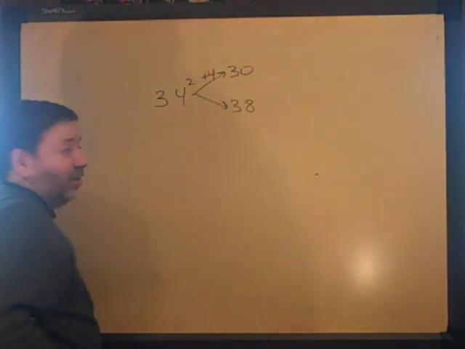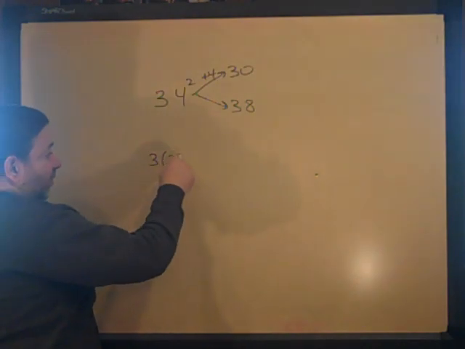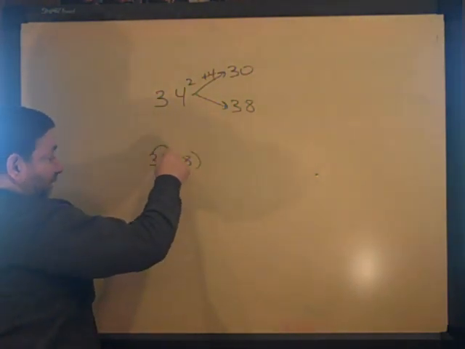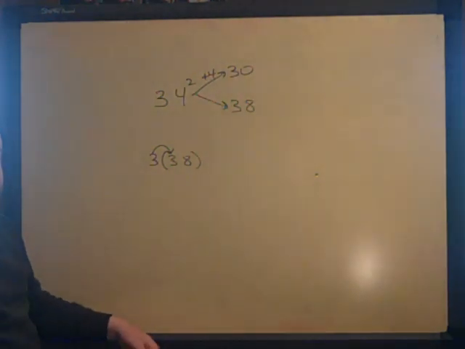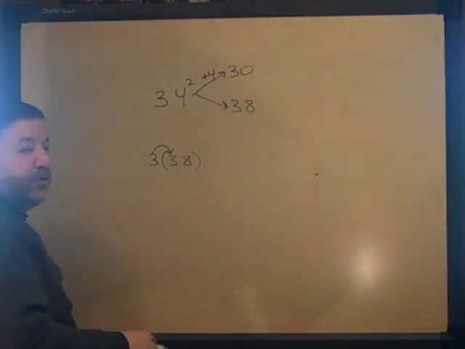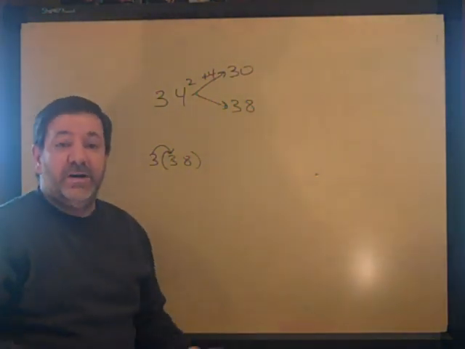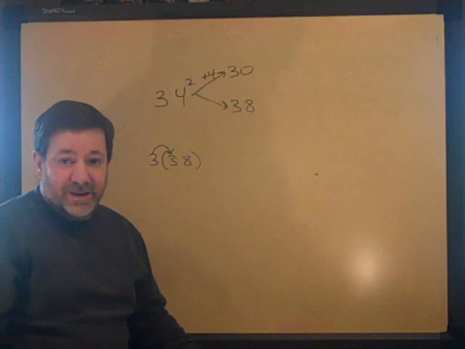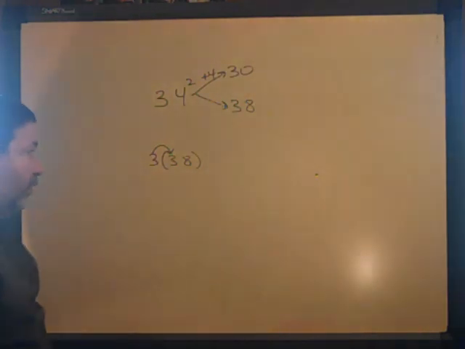And then you add on 4 squared, which is 16. Well, 3 times 38 is 90. I like to add 10 already to give me 100, because I know what 100 plus any number is. 100 plus 12 is 112. 100 plus 33 is 133. 100 plus 94 is 194.